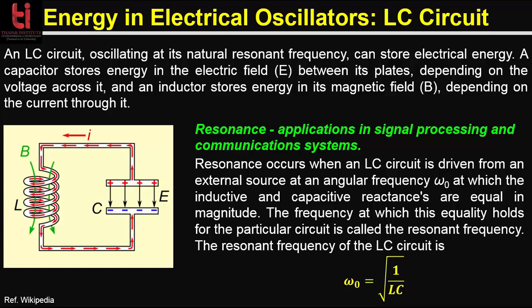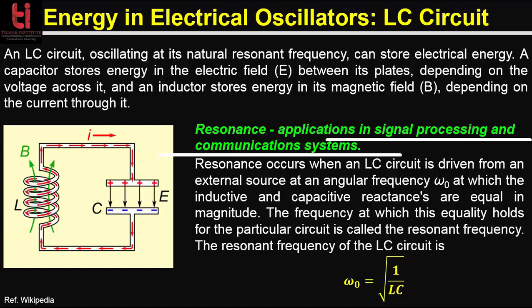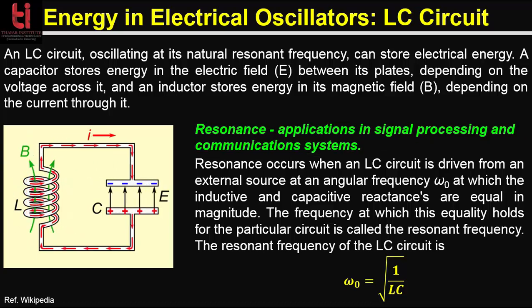So now we will talk about an important phenomenon that is called resonance. Resonance occurs when an LC circuit is driven from an external source at an angular frequency omega 0, at which the inductive and the capacitive reactances are equal in magnitude. That means omega L is equal to 1 by omega C. The frequency at which this equality holds for a particular circuit is called the resonant frequency. The resonance effect of the LC circuit has many important applications in signal processing or in communication systems. For instance, tuning radio transmitters and receivers.